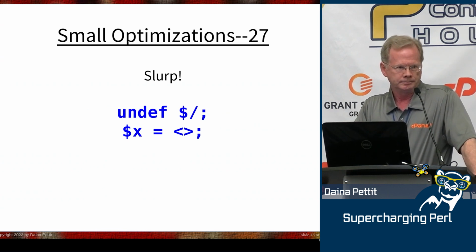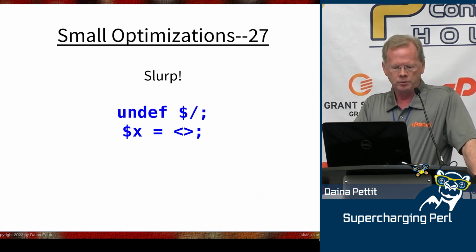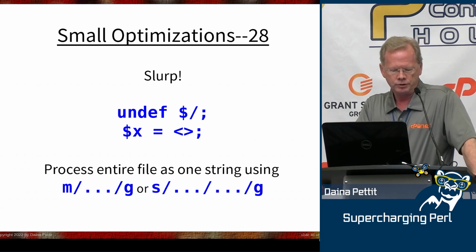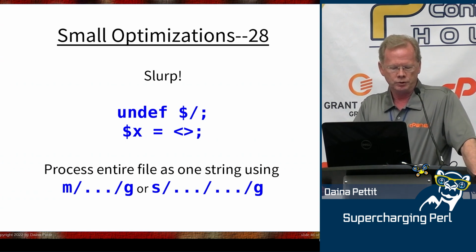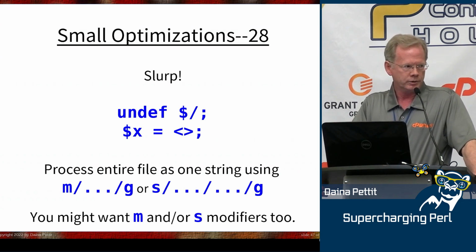And slurp. If you're not familiar with slurping, it is basically reading in an entire file in one operation. There's a number of different ways you can do this. One way is you'd undefine the input record separator, which is $/, and then you just read into a scalar variable. It puts the entire file in a string. And then you do whatever operations you need to on that string. So if you do a match or a substitute, use the global operator. You might also need to use the m and the s modifiers too to get exactly what you want.